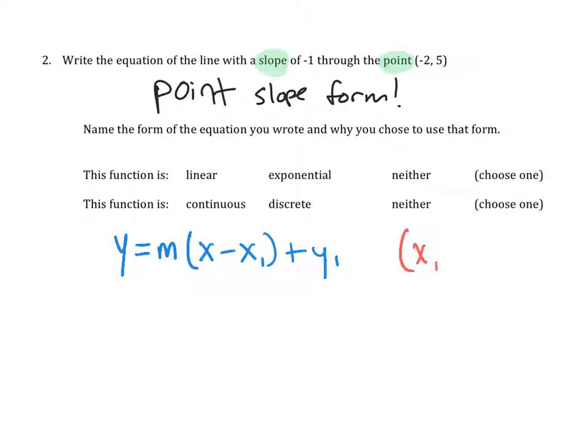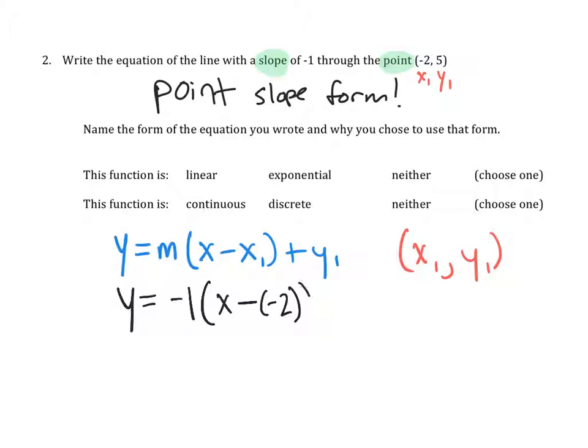Given a point x sub 1, y sub 1. So I am going to look right up yonder at my point, and I'm going to say, hey, Mr. Point, you must be the x, you must be the y. So x sub 1, y sub 1, and then we already know our slope right there, so our equation is going to be y equals negative 1 times x minus, what's my x sub 1 value? That's a negative 2, and then plus 5.